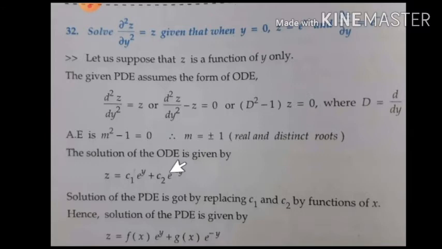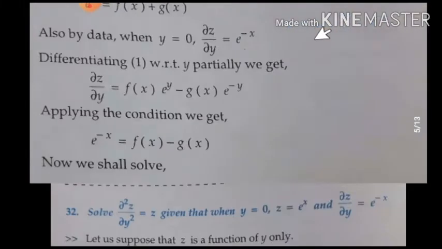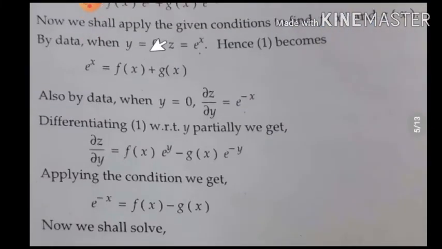How to write the solution of PDE? Z answer is in terms of y, means x is treated as constant. So C1 and C2 we need to write down in terms of x: f of x in place of C1, in place of C2 g of x. Now substitute the given conditions. First, y equal to 0 and z is e to the power of x. So z, e to the power of x, is written.